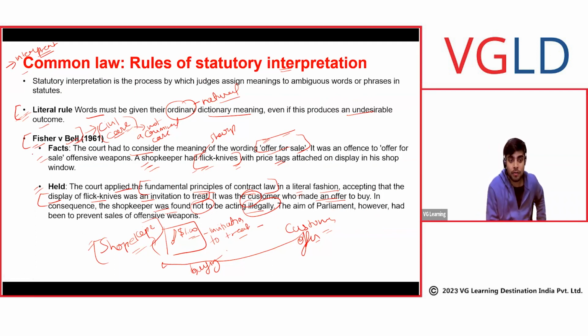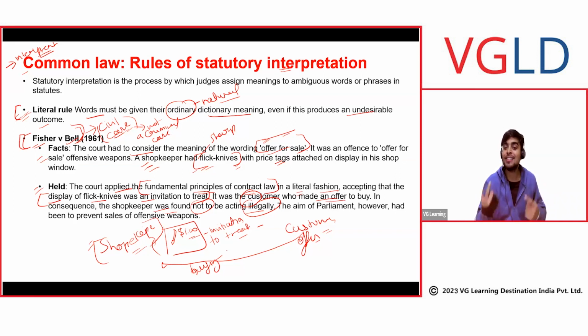This was basically Fisher versus Bell. This was not between the state and the shopkeeper, it was between Fisher and Bell. The simple reason is that the buyer tried to be over smart and tried to claim that the shopkeeper was selling illegal items, so they were not bound to pay any amount. Got it, Afan?